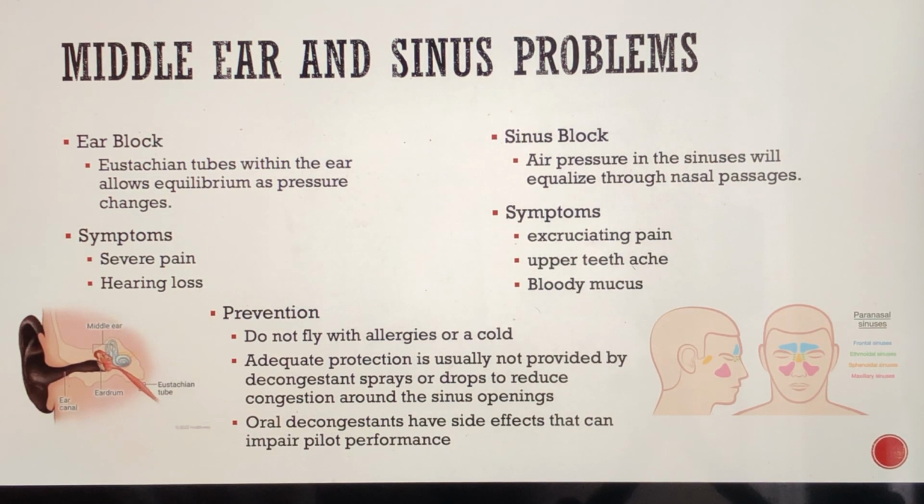For a sinus block, air pressure in the sinuses will equalize through nasal passages, but those can get blocked as well. Symptoms of that would be excruciating pain, upper teeth ache, or bloody mucus. Prevention for both of these typically is not flying when you have allergies or a cold. If you already know that there is some sort of block, flying will make it worse as the pressure changes. Adequate protection is usually not provided by decongestant sprays or drops to reduce congestion around the sinus openings.